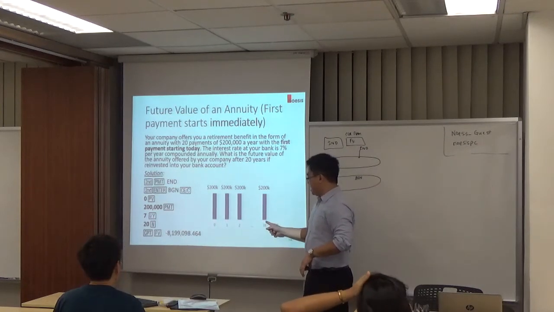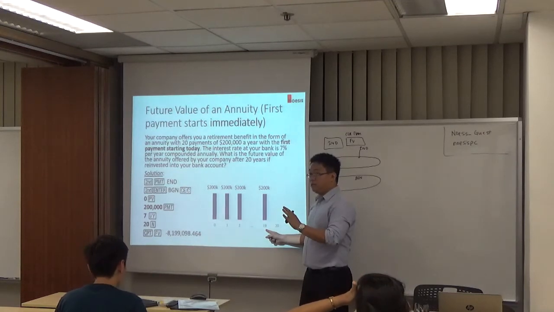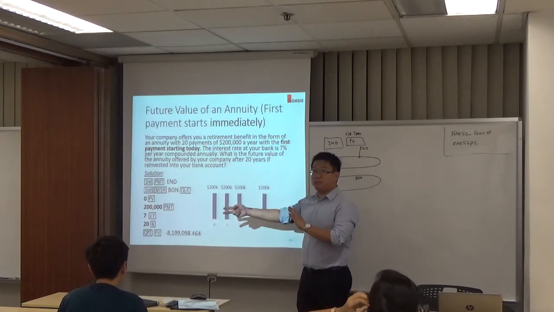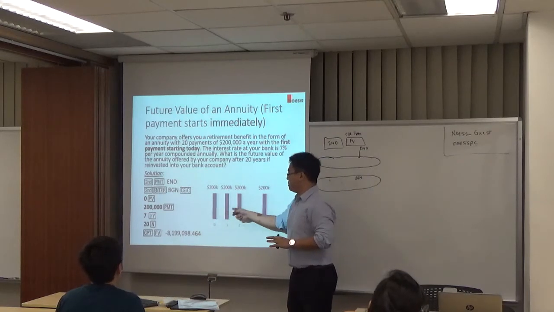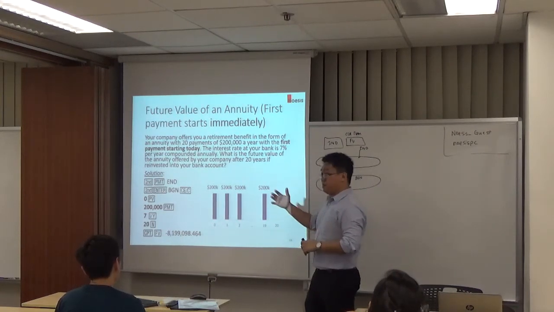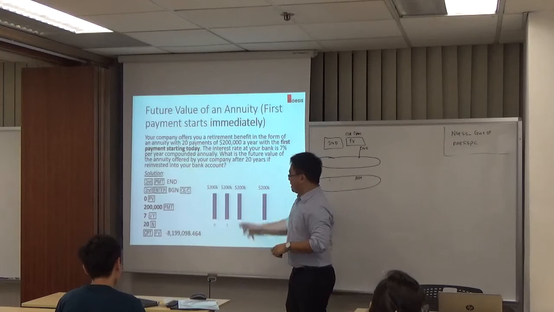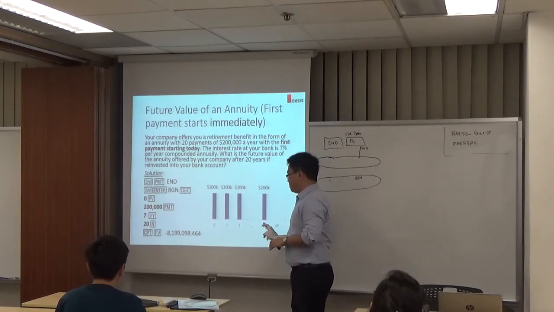Okay, take note that the last payment stops at year 19 because there's only 20 payments. 20 payments there. Alright? So the timeline is a bit different now. Of course, there are still 20 payments here, although it stops at year 19.